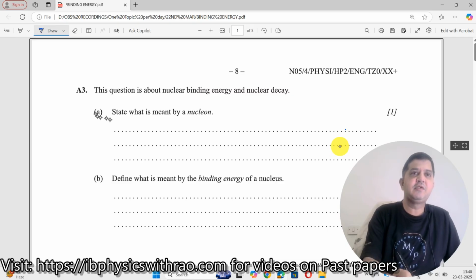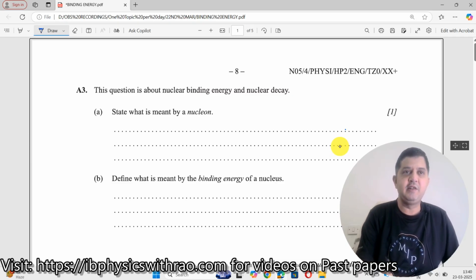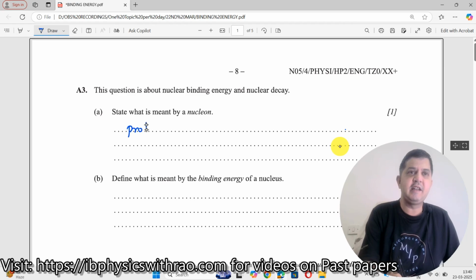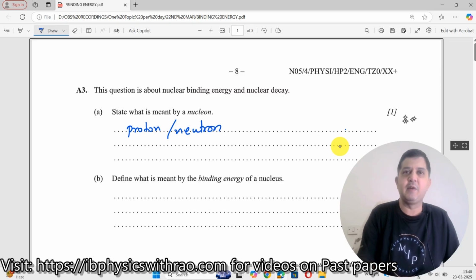The first question: state what is meant by a nucleon. A nucleon can be either a proton or a neutron. Since it is a one mark question, you can just say it is a constituent of a nucleus. You can say it is either a proton or a neutron.